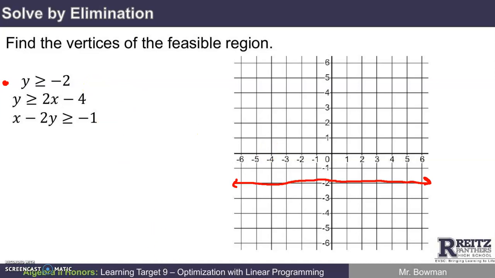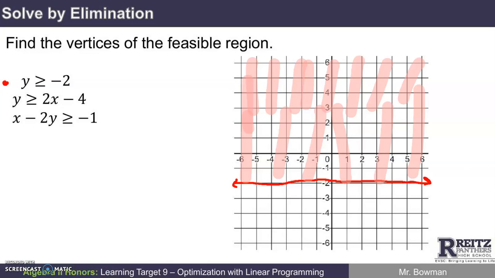And if I think about shading that thing, and I would encourage you again to kind of shade lightly here, I want all of this stuff, don't I? All of the stuff above that line now. Everything in this half of the graph works.